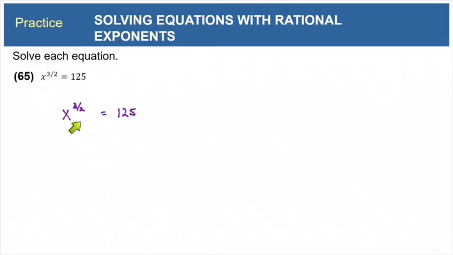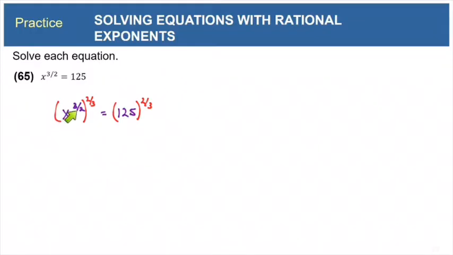Here we have x to the 3/2 equals 125. So we know that we want to eliminate this exponent, and we know the way to do that is to raise both sides to the reciprocal power. So I'm going to raise both sides to the 2/3 power. Now, do I need a plus minus in front of this? The answer is no, I do not need a plus minus, because the exponent that I'm raising both sides to has an odd number in its denominator. We only have to put the plus minus when the denominator of the new exponent is an even number. So I'm only going to have one solution here.